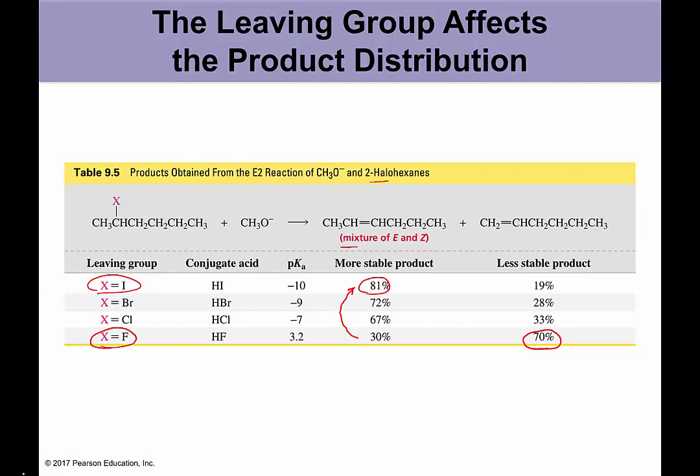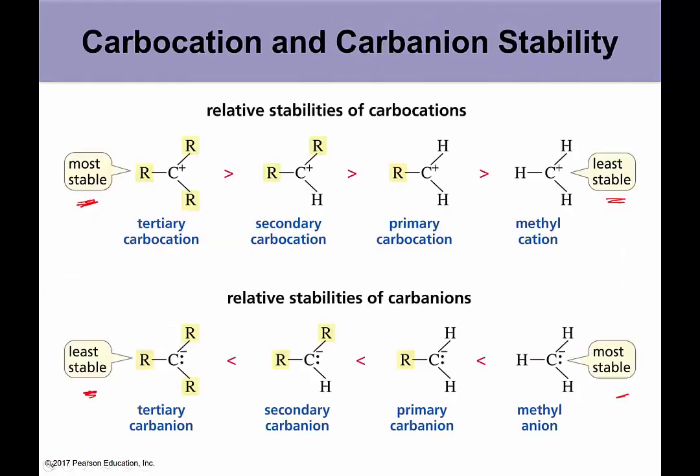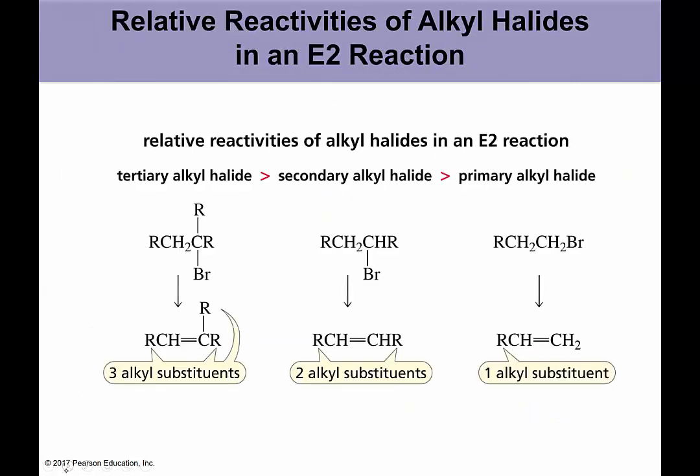Another important aspect of these reactions is the relative rates of reactions at different alkyl halides. So if I have, for example, a tertiary alkyl halide, that's this, the rate of the reaction is fastest. And it's the fastest because the product is the most stable.